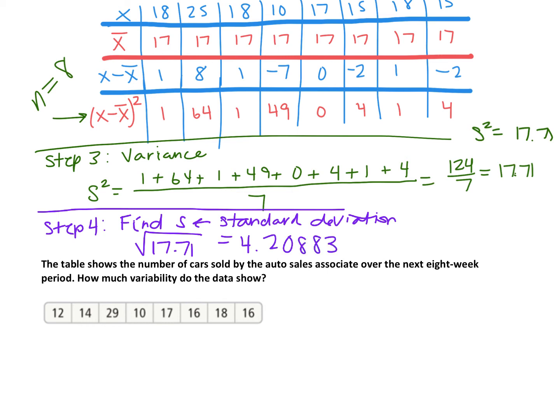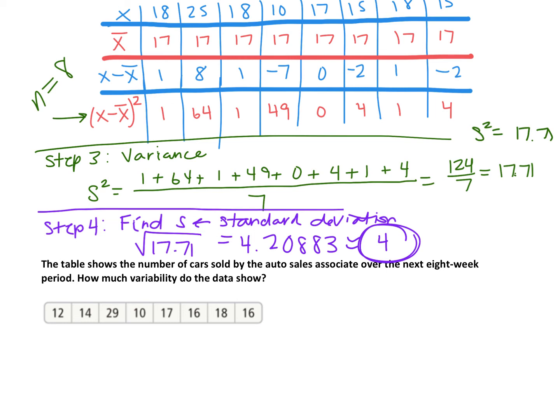4.20883. And in this example, because we're talking about whole cars, you can't have 4.2 cars. We're just going to go ahead and say that's about equal to 4. So our standard deviation is 4. Nice job finding your first standard deviation.